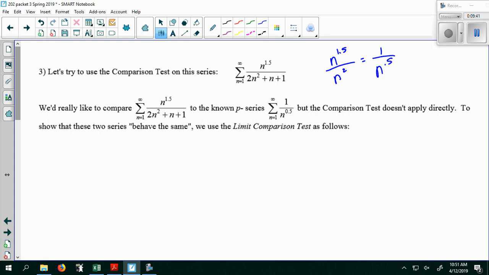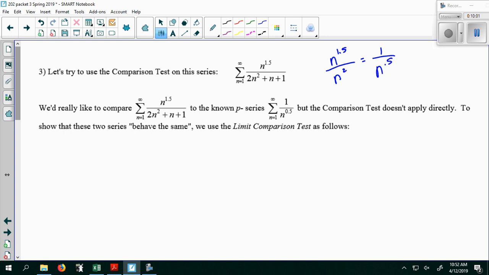And I'm ignoring the 2. It's not that the 2 is not important. It's just that I want to compare to a p series, right? I want to compare to something whose convergence divergence behavior I know for sure. So 1 over n to the 0.5, I know what it does because that's a p series. P is less than 1, so it diverges.